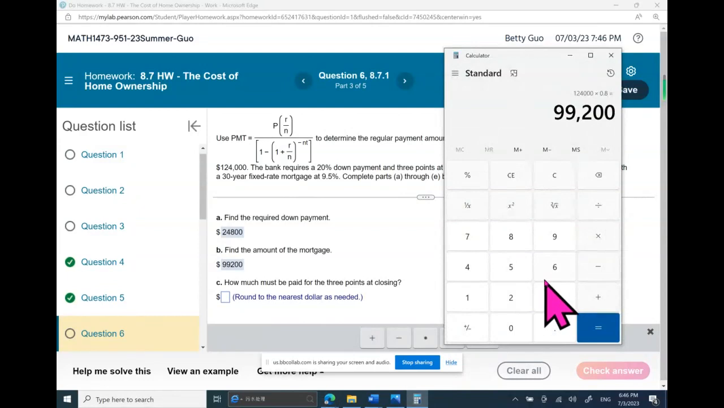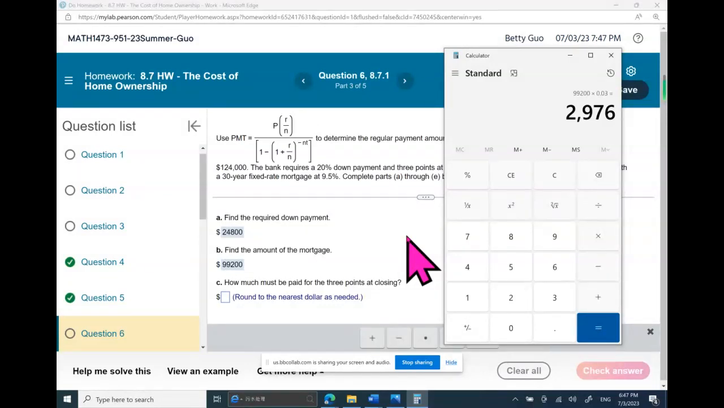So let's calculate. That's the mortgage, still in the calculator. We are going to multiply that by 3%, which as a decimal is 0.03. And it is $2,976, shy of $3,000. So that's another cost, as you can see.